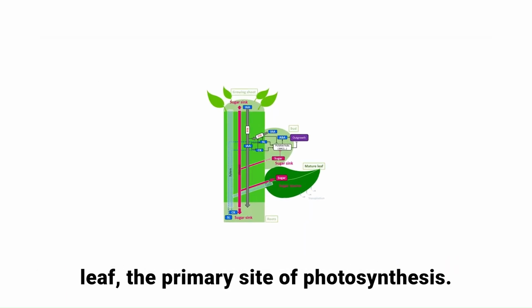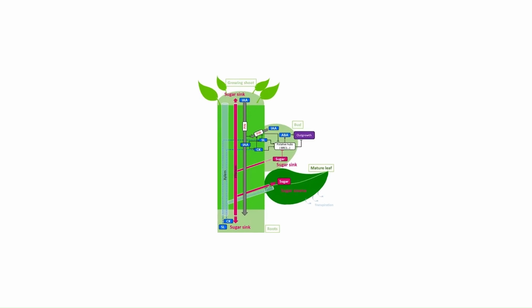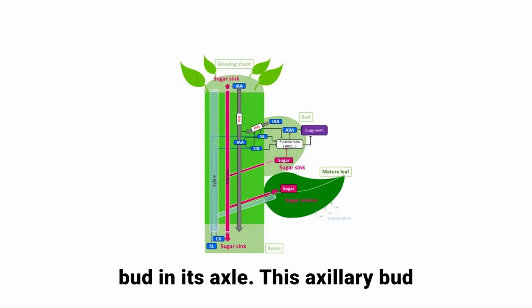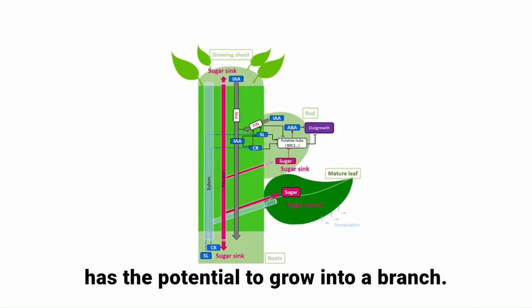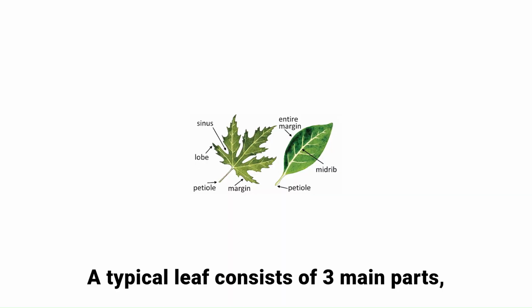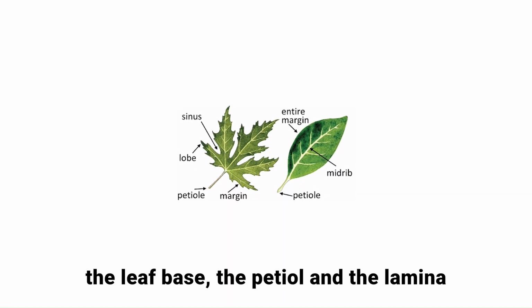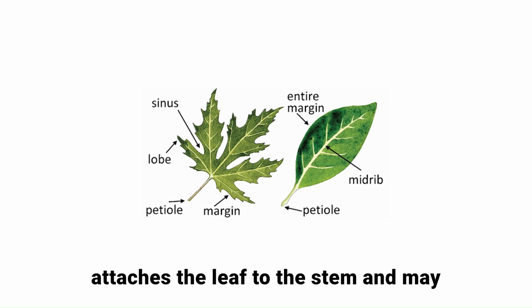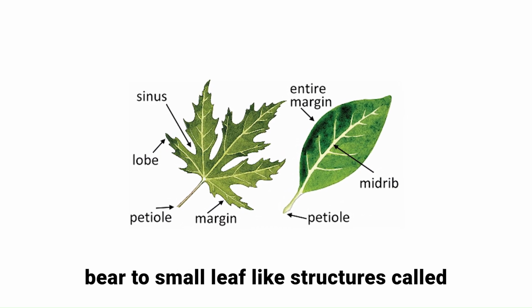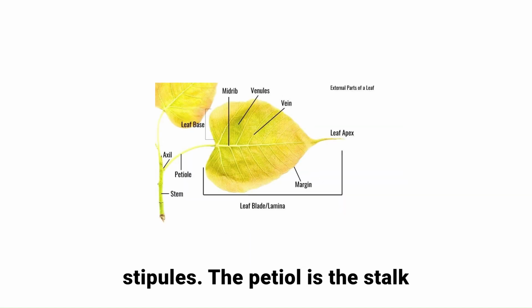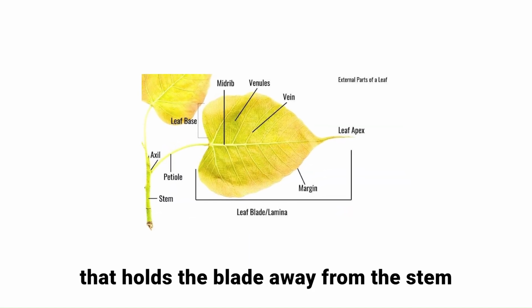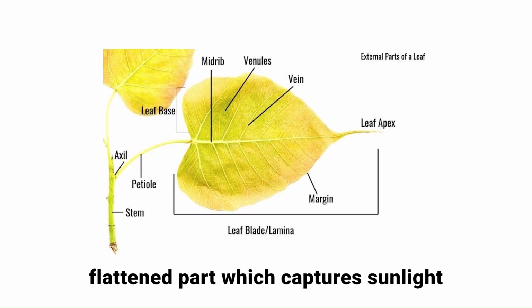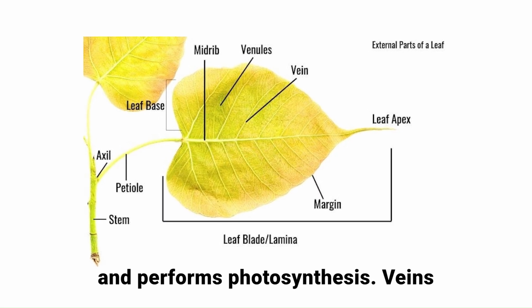Let's now explore the leaf, the primary site of photosynthesis. The leaf arises from the node and has a bud in its axil. This axillary bud has the potential to grow into a branch. A typical leaf consists of three main parts: the leaf base, the petiole, and the lamina or leaf blade. The leaf base attaches the leaf to the stem and may bear two small leaf-like structures called stipules. The petiole is the stalk that holds the blade away from the stem, while the lamina is the broad, green, and flattened part which captures sunlight and performs photosynthesis.